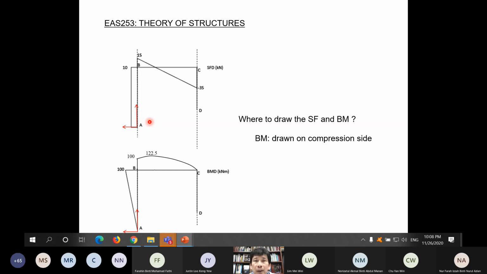These are the types of bending moment diagram that we draw. When the bending moment diagram appears here, it means this side of the member is in compression. Bending moment drawn here means this top part is in compression, and the bottom part is in tension.